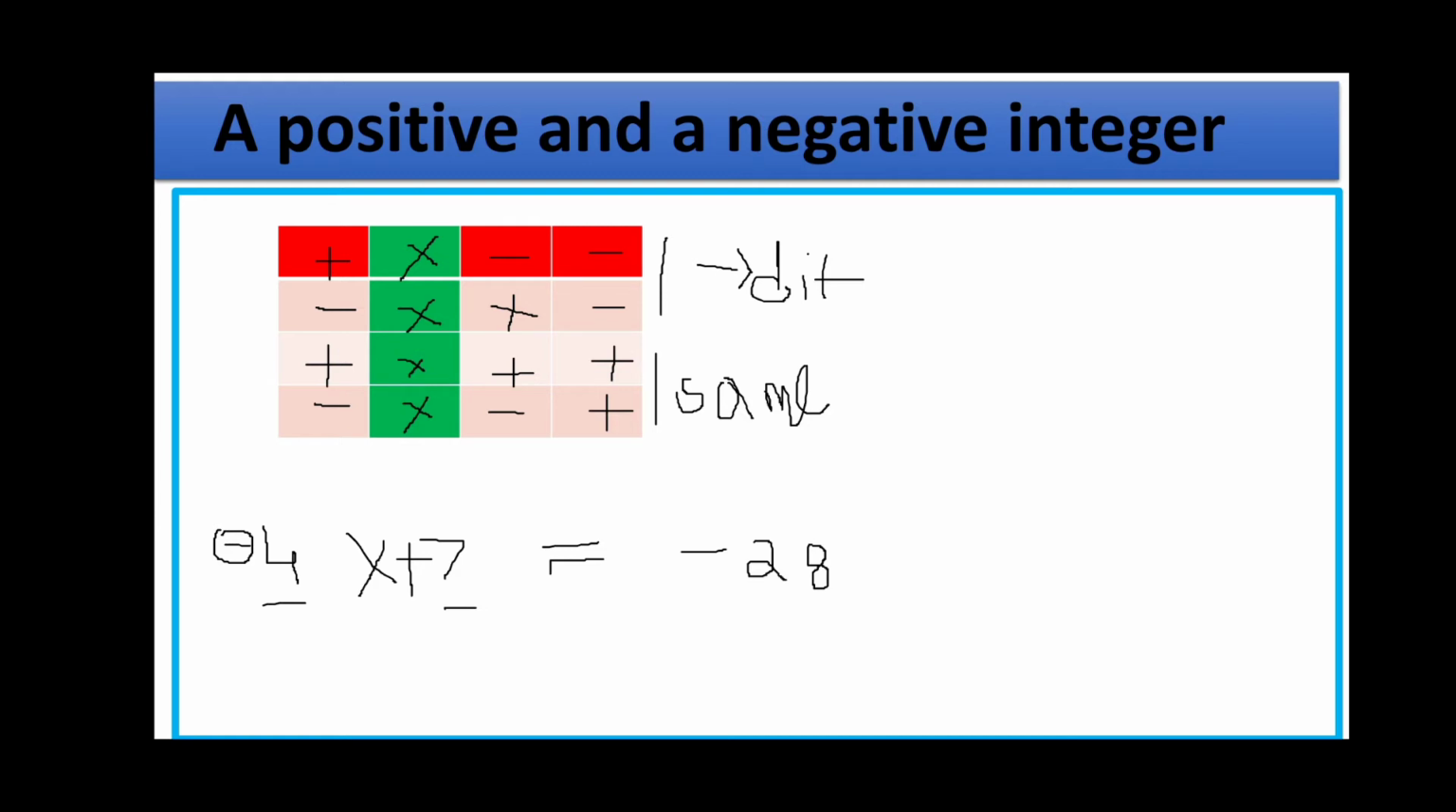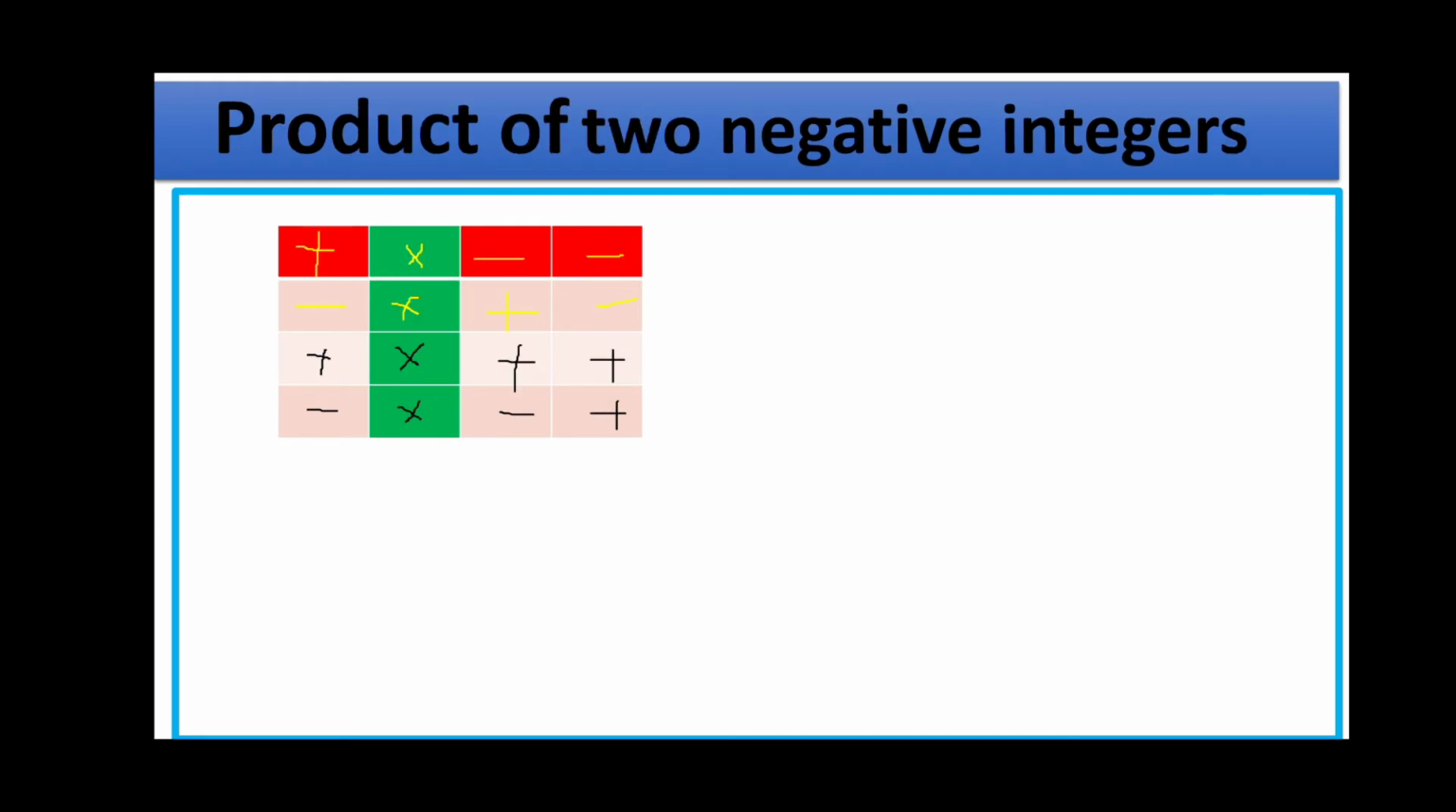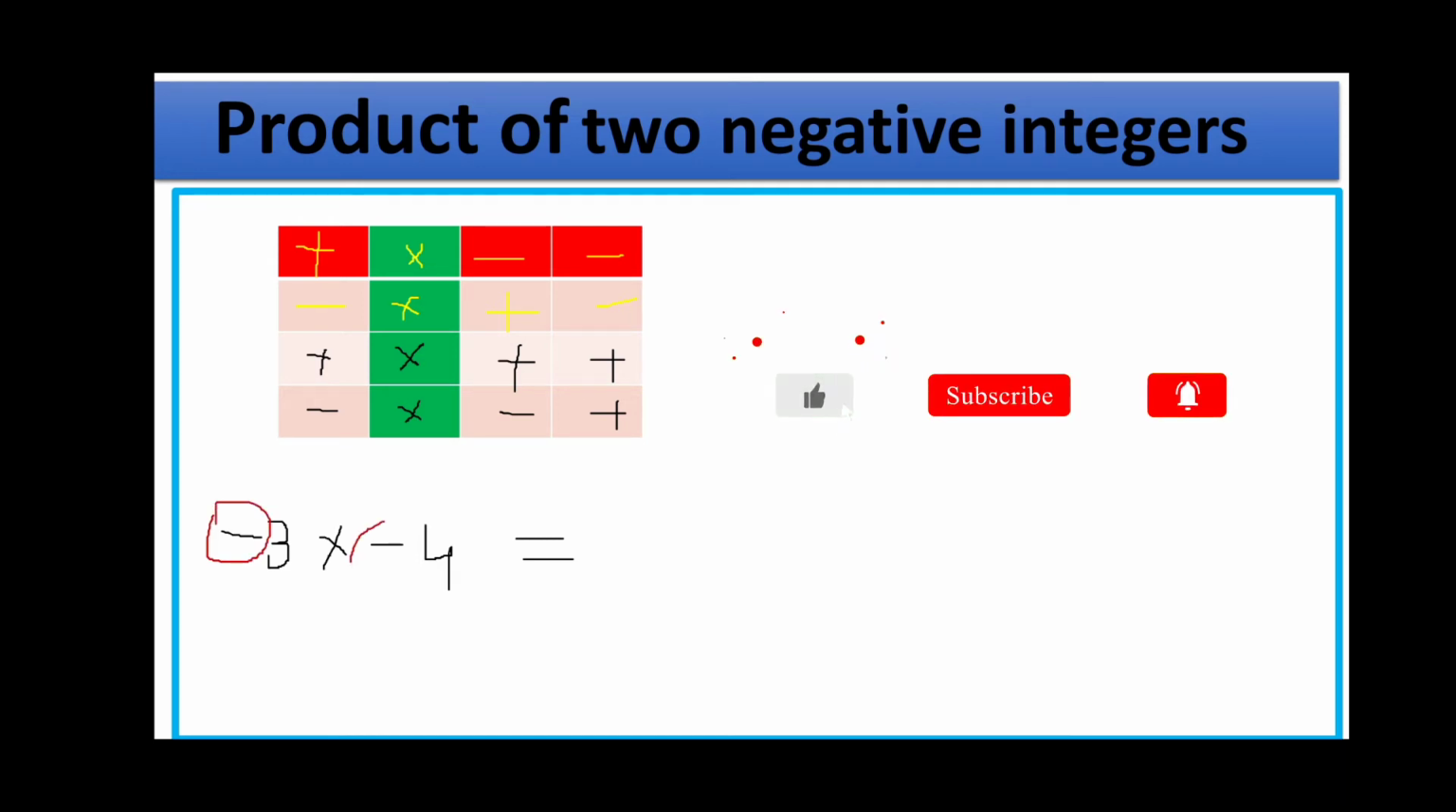Now let us check how to do the product of two negative integers. When the two integers are negative, how will we do it? As we already know, minus into minus always gives plus. So minus 3 into minus 4 equals, if you observe here, the signs of both the integers are the same. If both the integers have the same signs, we will get positive. Our answer will be positive. So minus into minus gives plus.